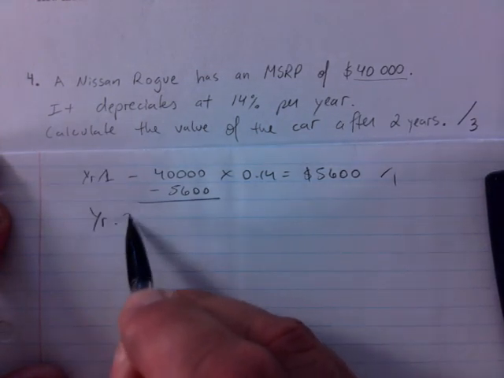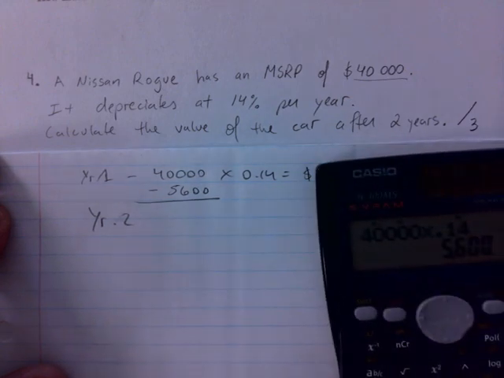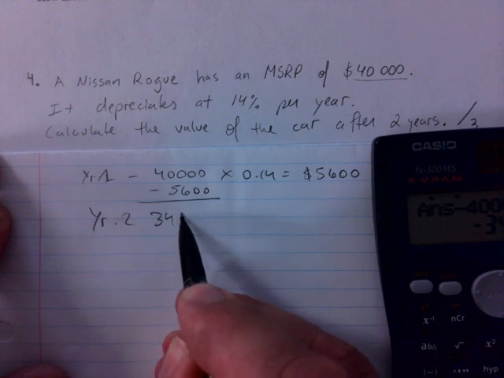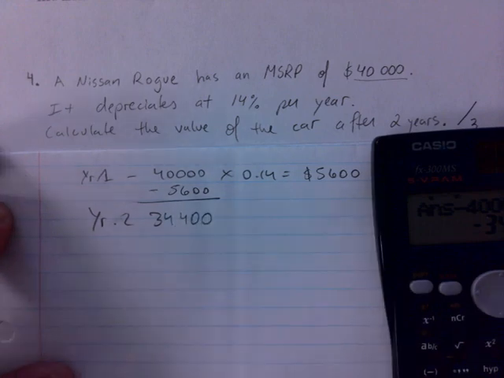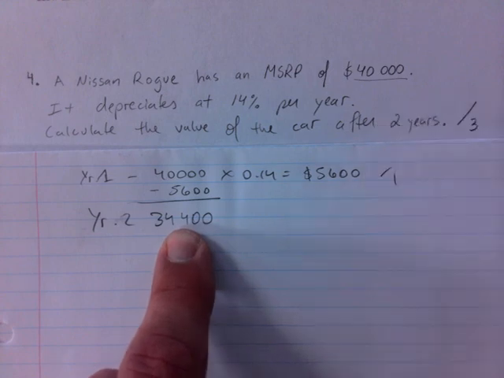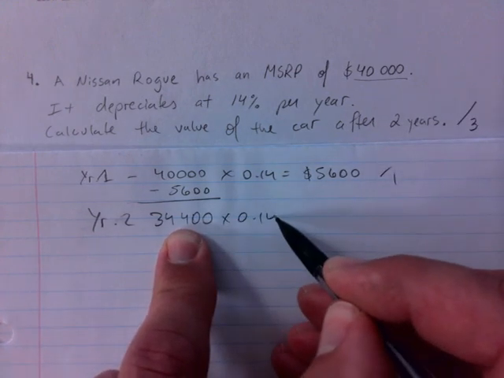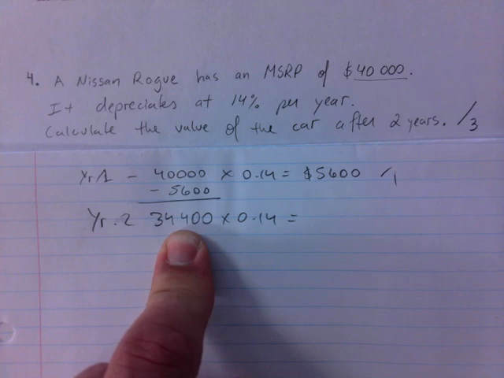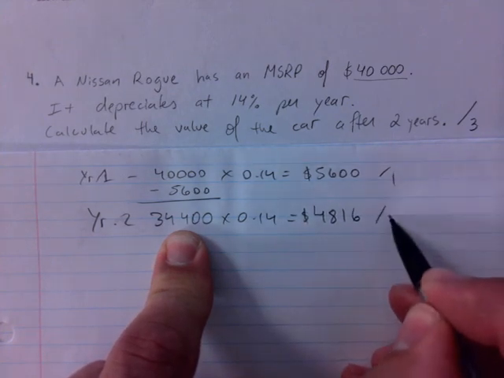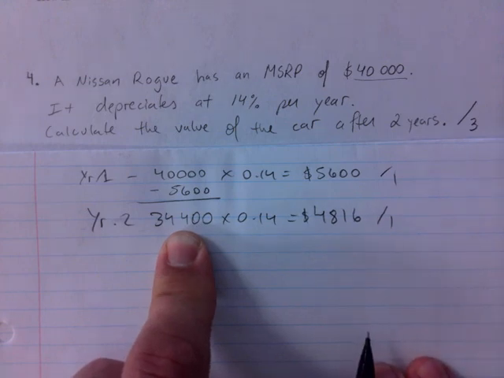For year 2. So I end up with 34,400. True or false? This is what the car is worth after 1 year, correct? Okay, yeah, we're on the same boat. So you do that again. That's 4,816. A mark for that. 2 out of 3 already if you have it like this.